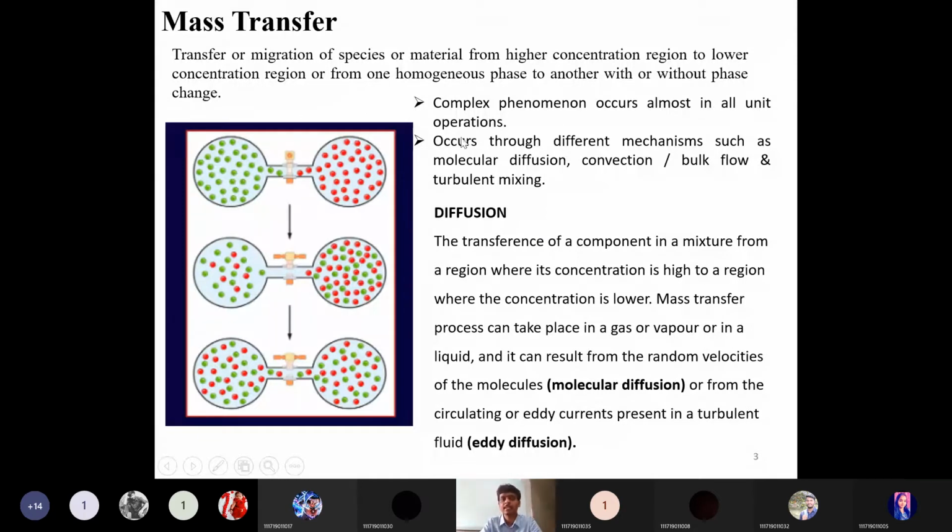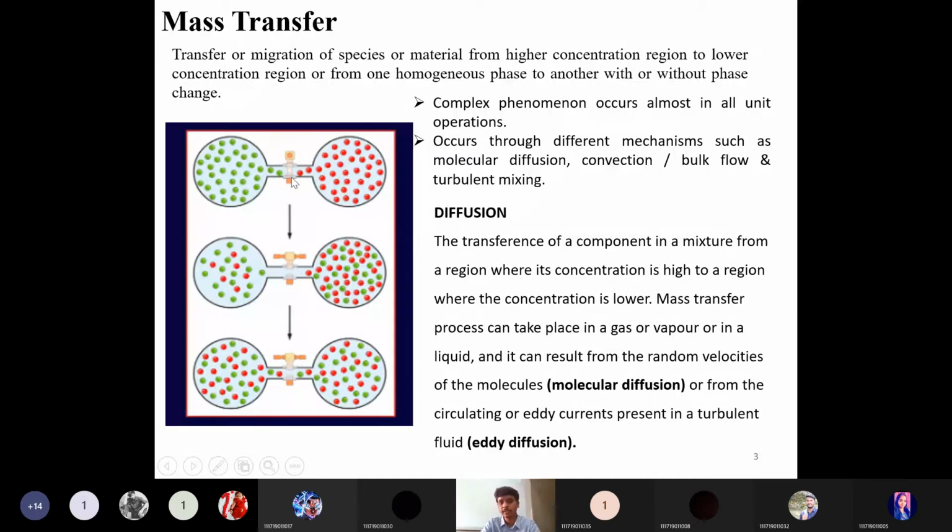Then mass transfer operation occurs through different mechanisms such as molecular diffusion, convective or bulk flow, and turbulent mixing. Whatever it may be, the mass transfer will be taking place from one concentration region to another concentration region. For example, in this figure, if you see, there are two different types of molecules. One molecule type is red in color, another molecule is green.